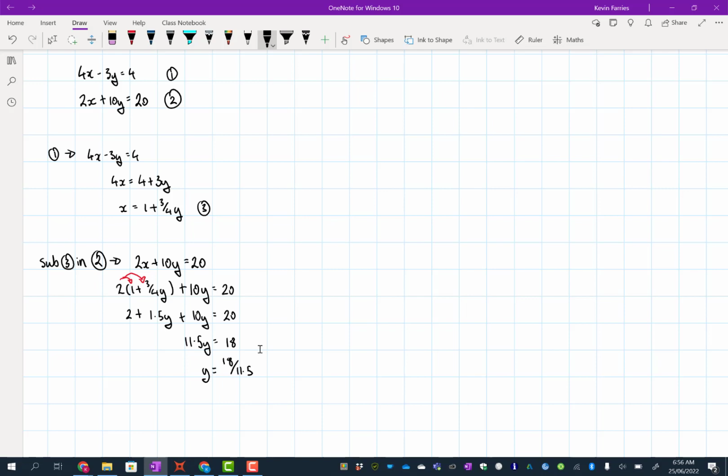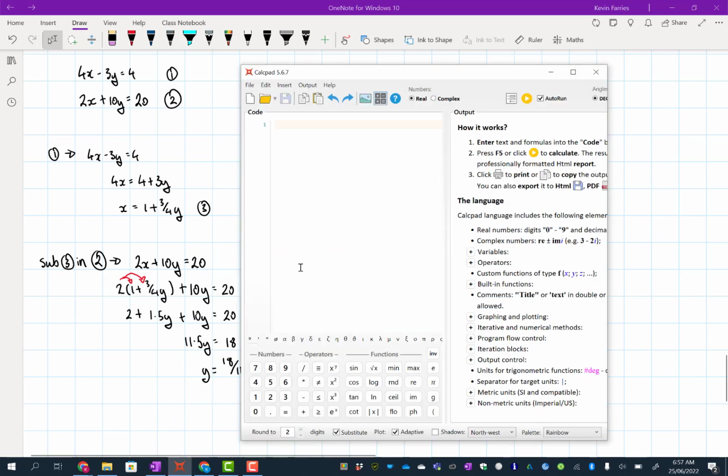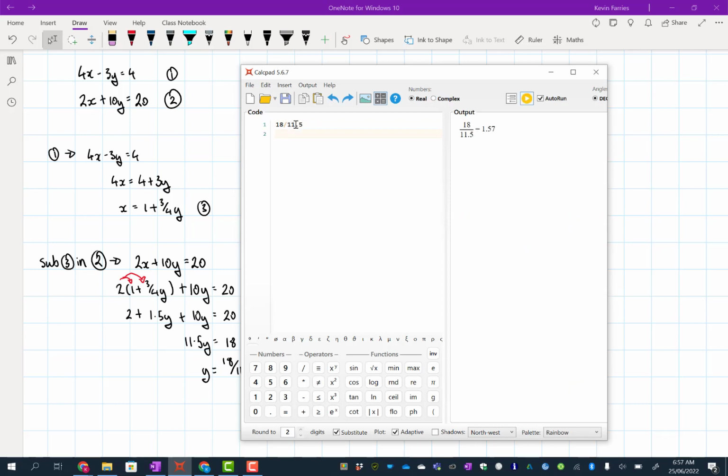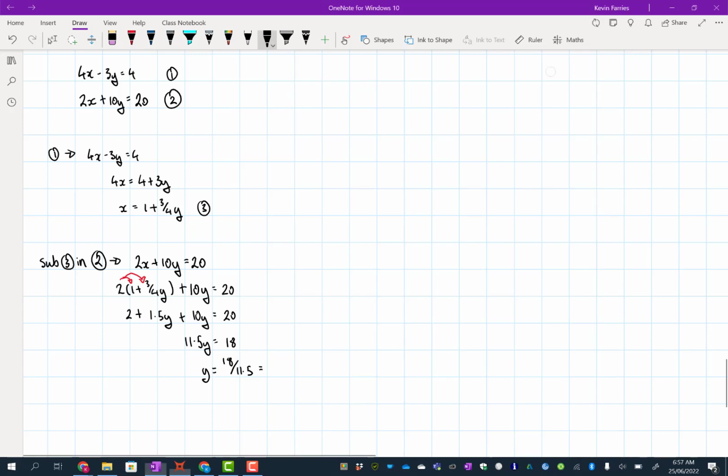And again, because we'll be looking at engineering problems, we'll just simplify, we'll just divide that. We're not so worried about getting decimals. In maths, you would probably keep it as a fraction. So 18 divided by 11.5 is 1.57. I just need to up my number of decimal places: 1.565. We'll call that one 4.